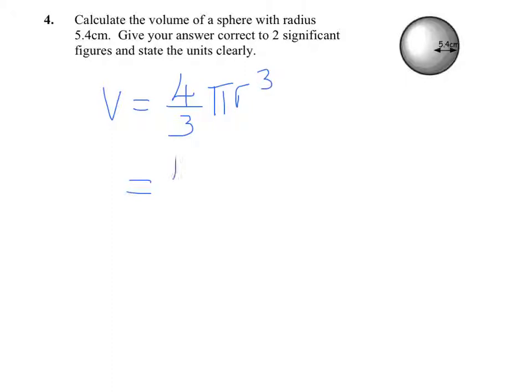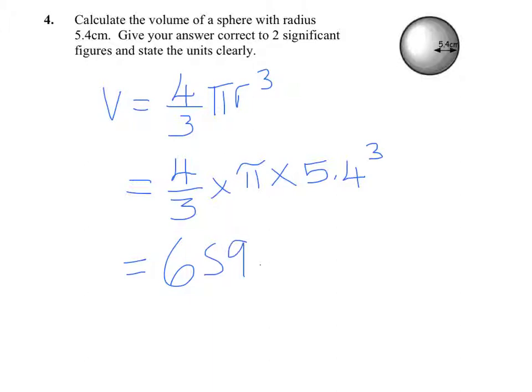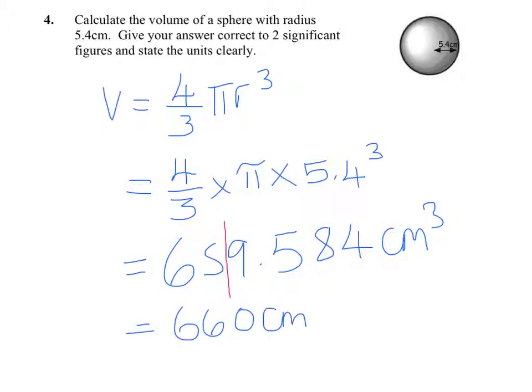Again, we just need to make sure we substitute correctly. So 4/3 times pi times 5.4 cubed. And again, careful with your calculator how you put this, which gives us 659.584. And that would be cubic centimetres. But I just need to double check. I've been asked to give it to 2 significant figures. So my first 2 numbers are 65, followed by a 9, so I'm going to round it up, and I'm going to have 660 cubic centimetres.